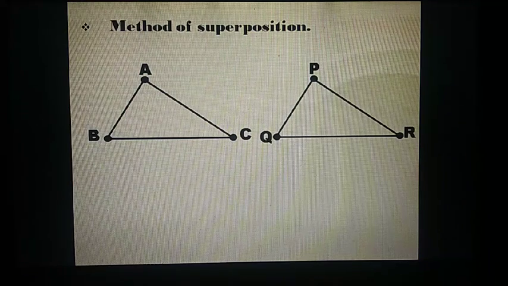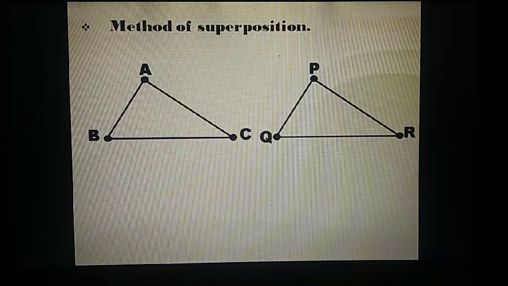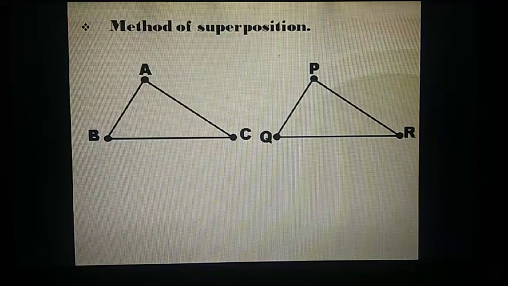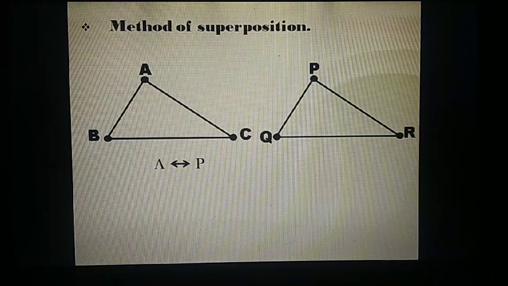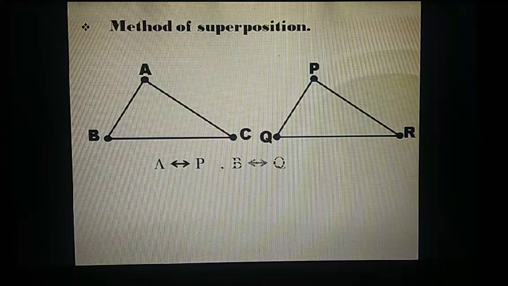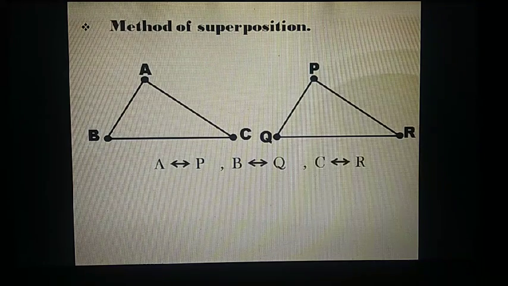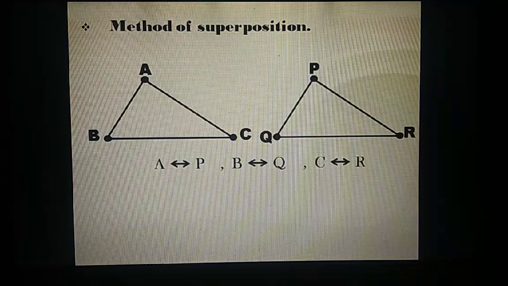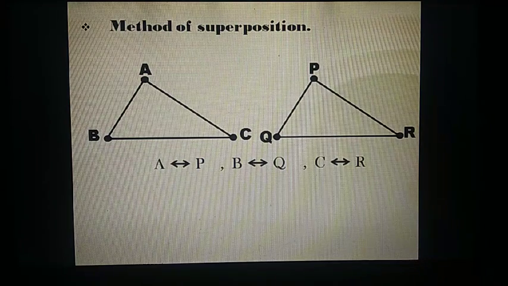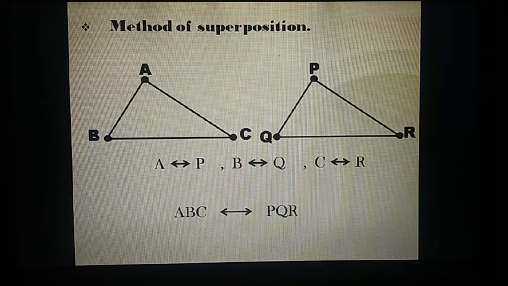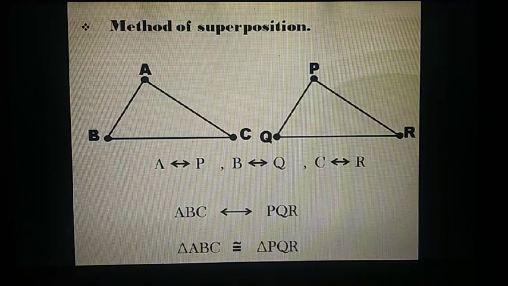Then these matches are termed as corresponding parts. So in these two congruent triangles, we have corresponding vertices as A falls on P, B falls on Q, and C falls on R. So these are the corresponding vertices. Similarly, we can say that as per this pair, ABC corresponds to PQR, or triangle ABC is congruent to triangle PQR as they superpose each other exactly.